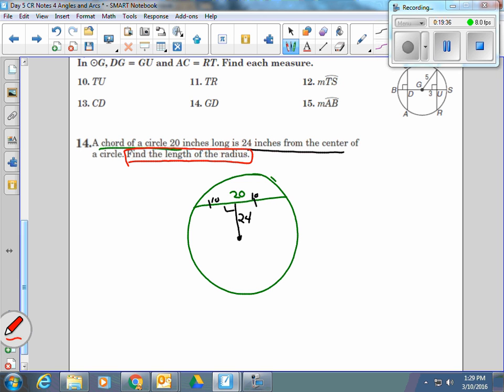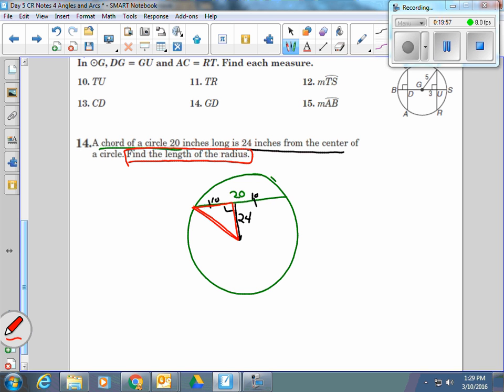And now it wants to know, how long is the radius? Do we have a radius? Okay. You can add a radius at any time. Would this be a radius right here? Yes. Why would I put the radius right there? You can make a triangle. What kind of triangle? A right triangle.